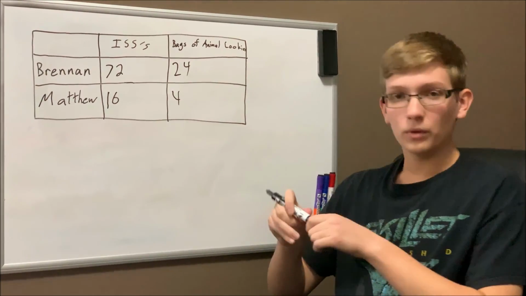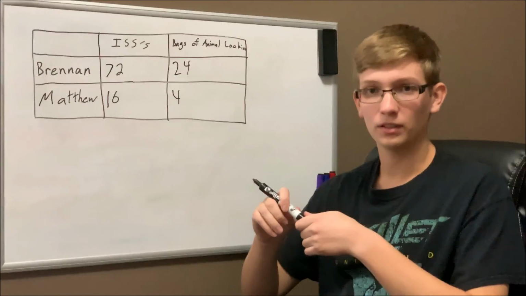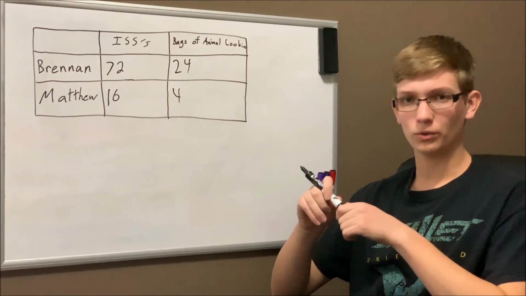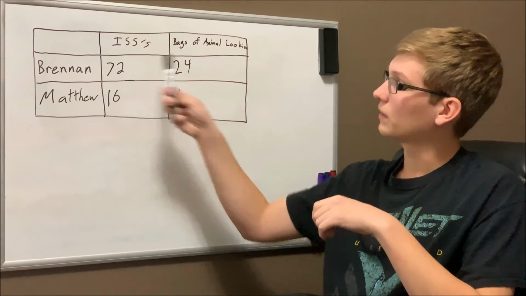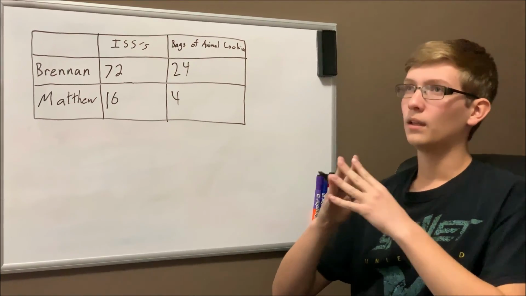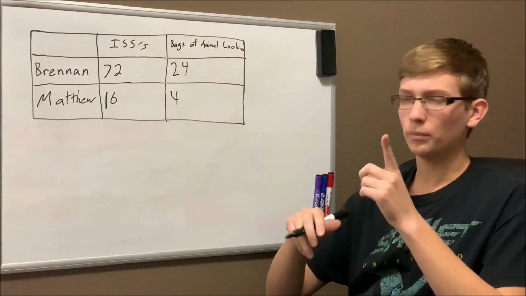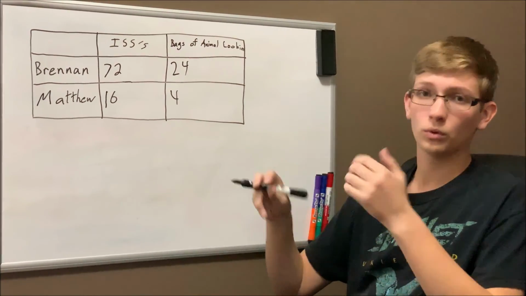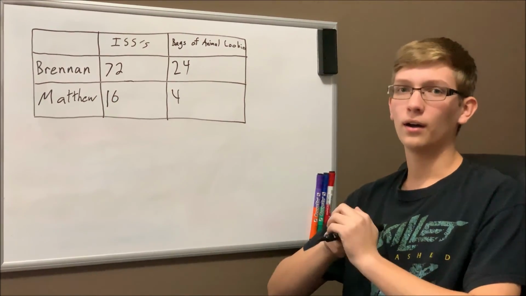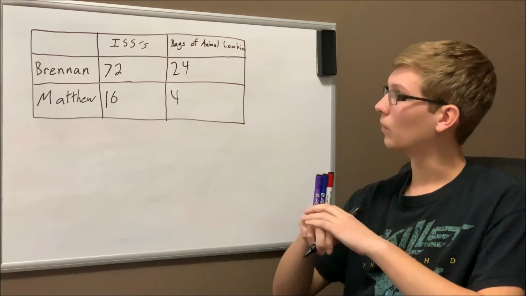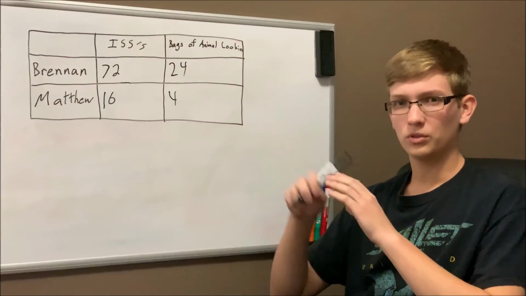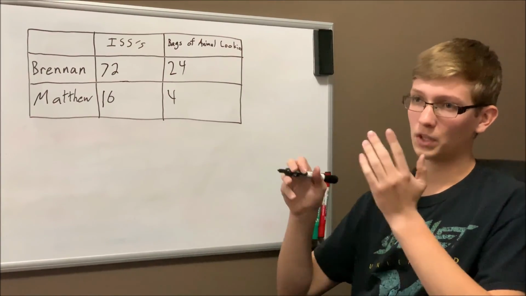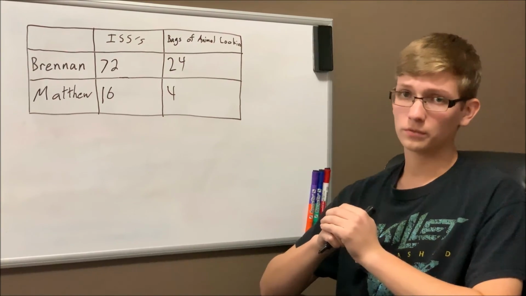Now, what do we want to do next? Well, let's find the comparative advantage to see if we should trade or not. Right, so, first, let's find, if we make one ISS, how many bags of animal cookies could we have made, or in other words, what's the opportunity cost of one ISS? What's the opportunity cost in bags of animal cookies? So, to do that, you just divide.